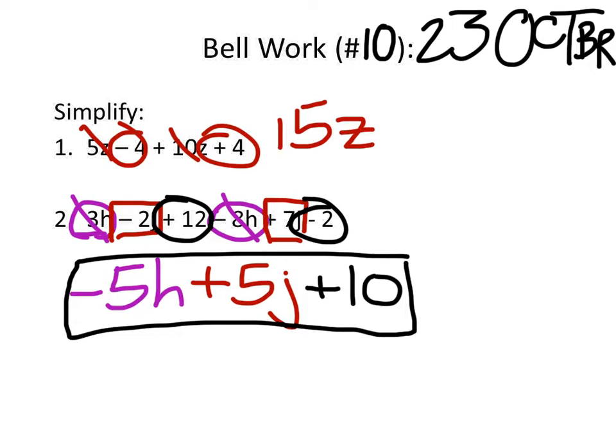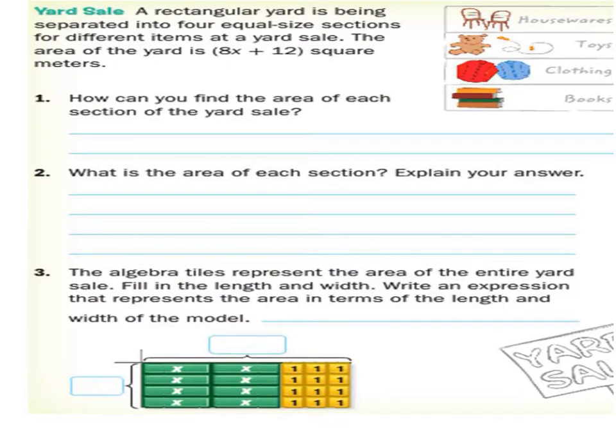Okay, so a rectangular yard is being separated into 4 equal size sections for different items at a yard sale. The area of the yard is 8x plus 12 square meters. Every one of you, when you look at your yard, it's 8x plus 12 meters, right? You don't calculate it in square feet or acres.